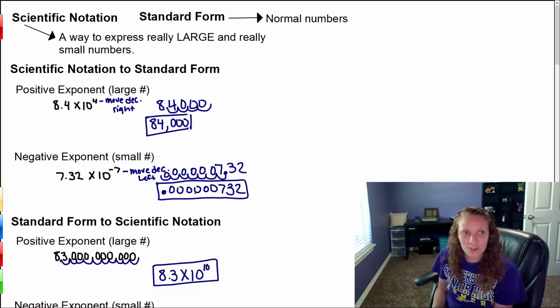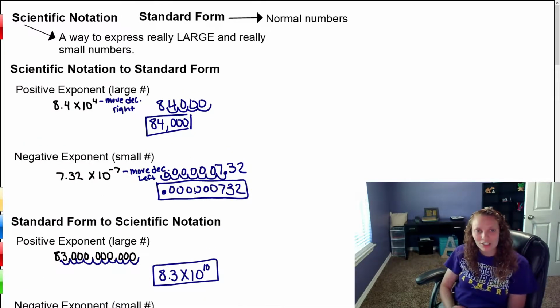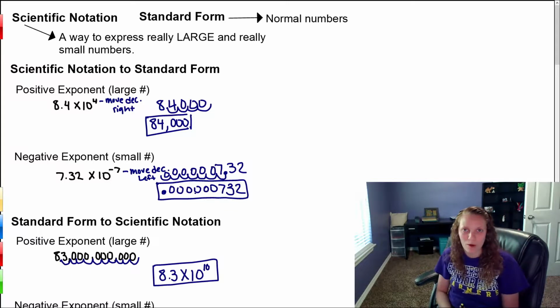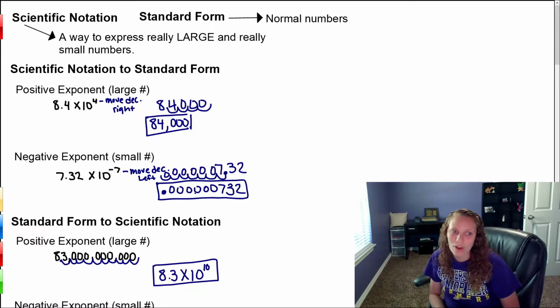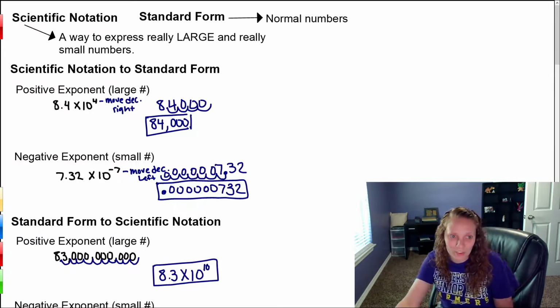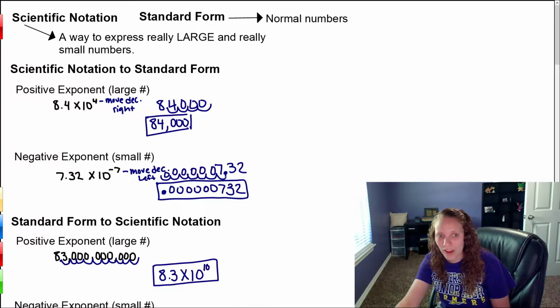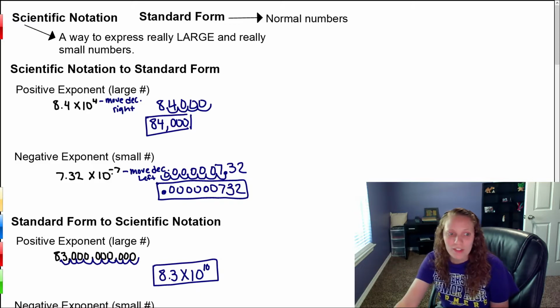Now, scientific notation, again, is a way to express really large and really small numbers. When we have really large and small numbers, sometimes we don't want to write them all the way out. And so a lot of professions use scientific notation to show these numbers. First, we practiced changing scientific notation to a standard form number. Remember, the exponent tells you how many times to move the decimal, and then the positive means a really large number. The negative means a really small number.